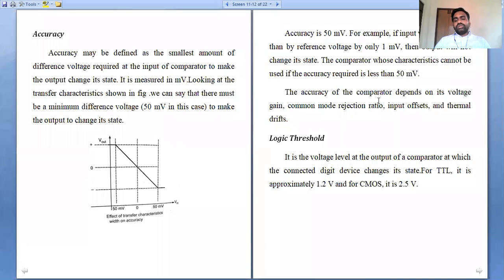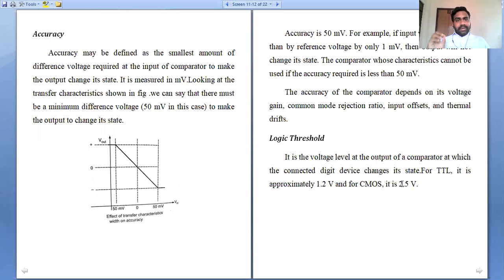Okay, for the logic threshold voltage of TTL, that is bipolar transistor-transistor logic, the logic threshold voltage is around 1.2 volts. For CMOS type operational amplifiers, that is complementary metal oxide semiconductor type, the logic threshold voltage is around 2.5 volts. We can't define one particular logic threshold voltage. The actual logic threshold voltage is fixed by the industry for the particular comparator or operational amplifier which we are going to use in nonlinear applications.